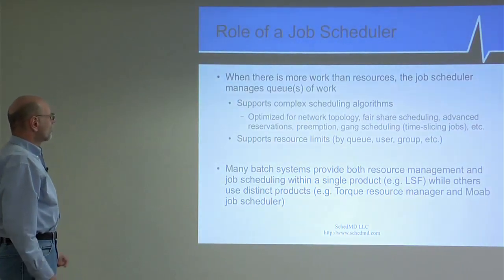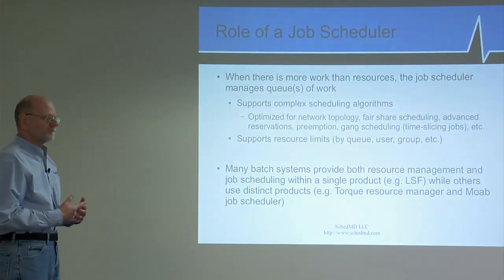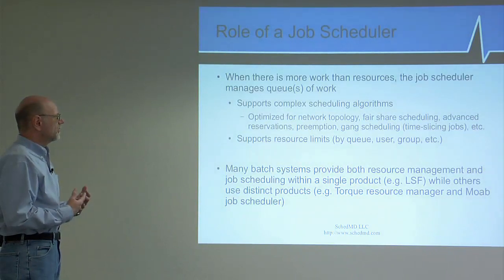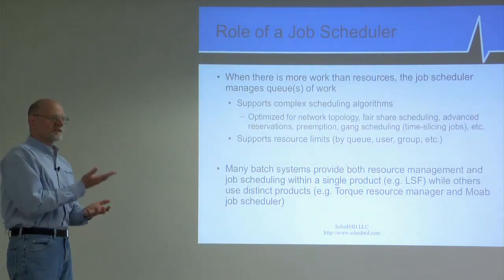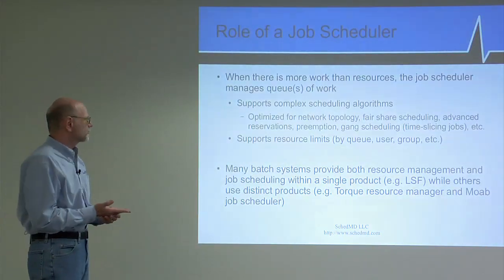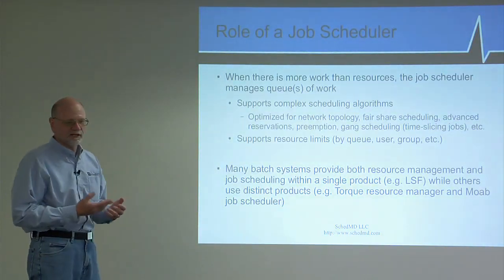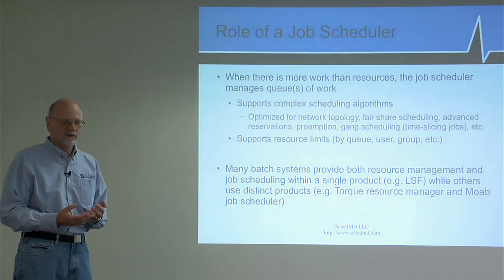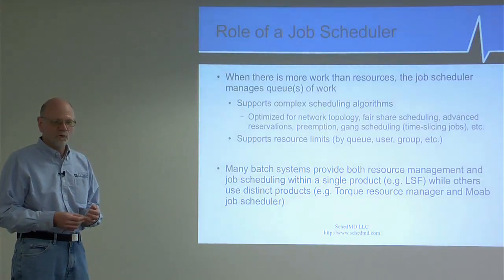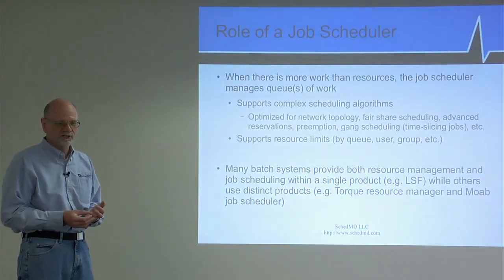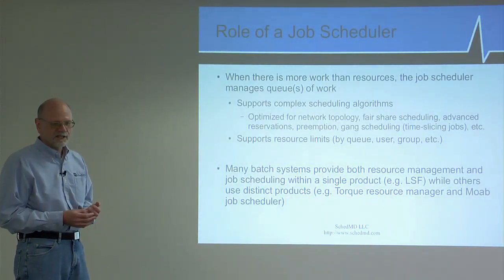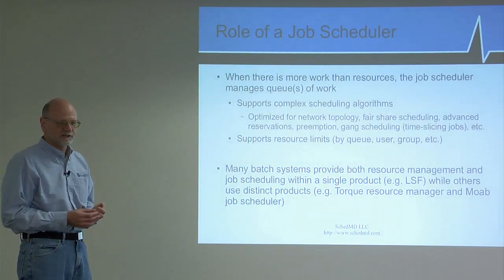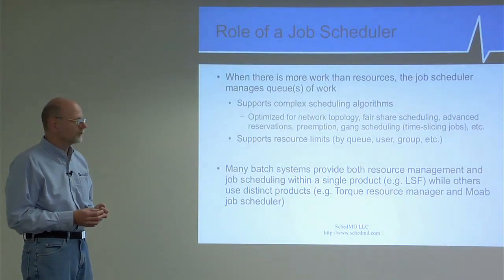When there's more work than can be handled by a computer, you would typically need a job scheduler. In some architectures, this is a level up above your resource manager. So it's supporting complex scheduling algorithms, such as optimizing for network topology, fair share scheduling, advanced reservations, gang scheduling, and so forth, and various limits by queue and user and group.